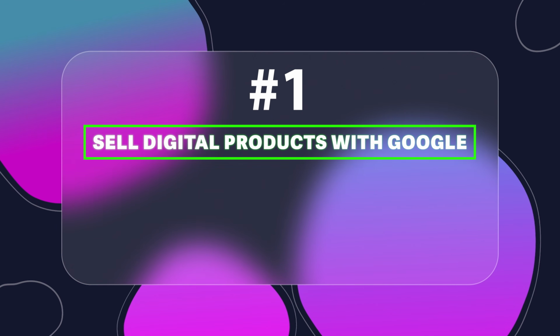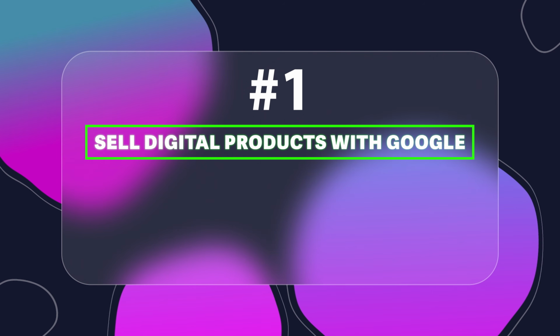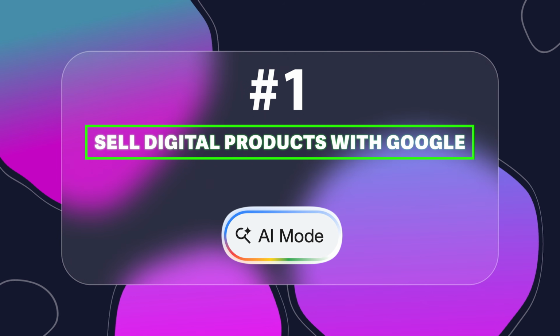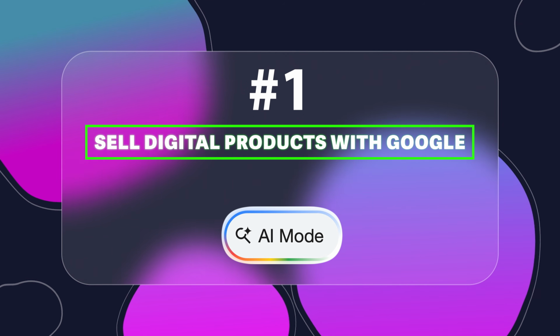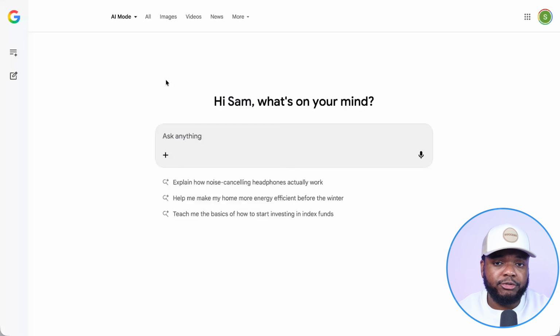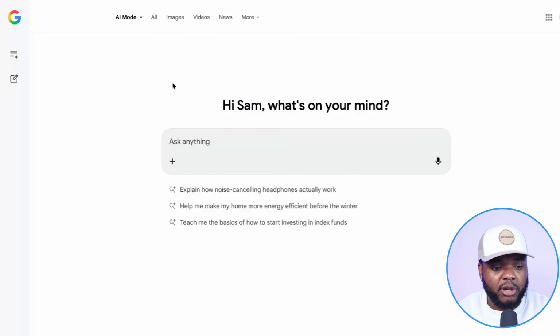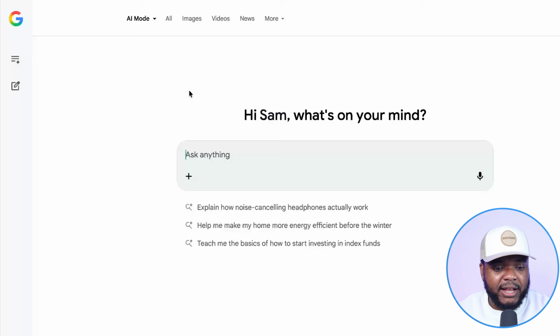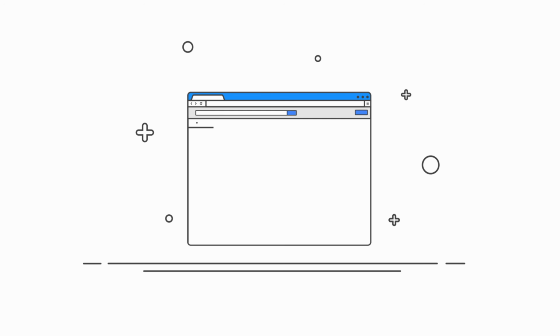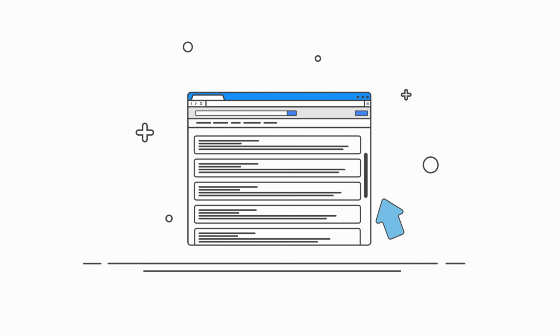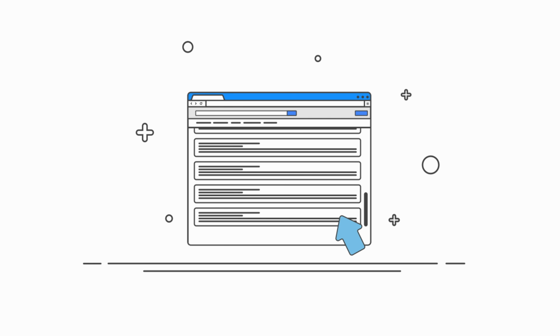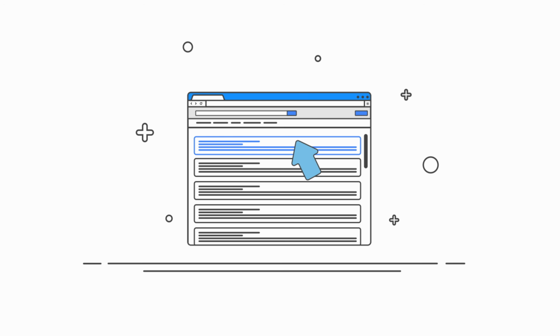So let's jump straight into one of the first ways that people are able to sell their digital products using Google, which is with the AI mode. Some of you may have heard of this, some of you might have not heard of it, but there's over 100 million active users that are using Google AI mode right now as we speak. And it's basically an AI version of the regular Google search engine that we're all used to. But people have been able to, luckily enough, get their digital products ranked when someone searches for specific keywords.